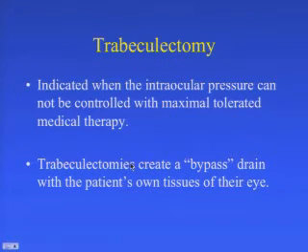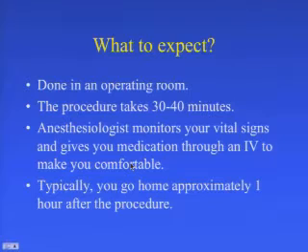We perform this procedure typically in more moderate to advanced disease. When patients have failed, they're on all the drops that we can put them on. They've typically had laser treatment if they could have it, and we need to get additional lowering. Trabeculectomies create a bypass drain, if you will, with your own tissues of your eye. And in a few slides, I'm going to show a brief diagram of how that's performed in the operating room.